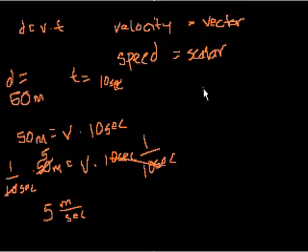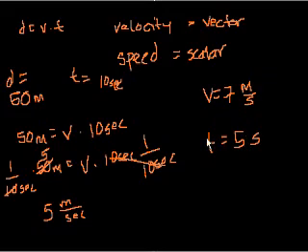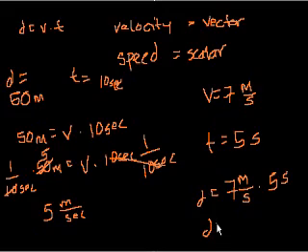So, we could solve. If I said that the velocity is equal to 7 meters per second, and that time is equal to, I don't know, 5 seconds, how far did I go? Well, I could use that formula again. Distance is equal to velocity, 7 meters per second, times time, which is 5 seconds. And once again, not only can we multiply the numbers, 7 times 5 is 35, but we can multiply the units.